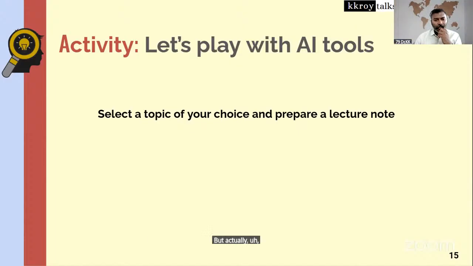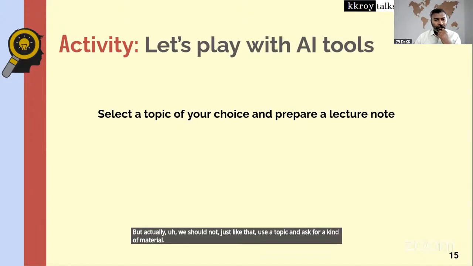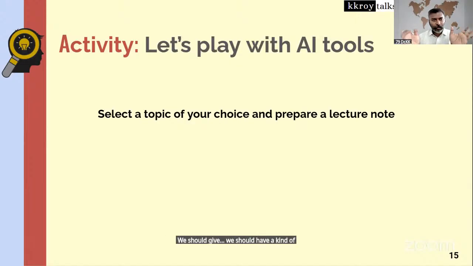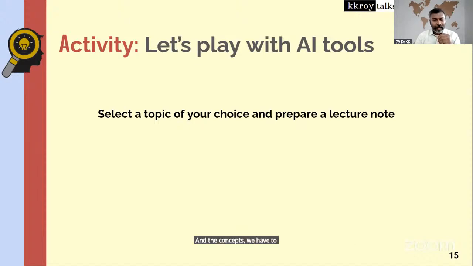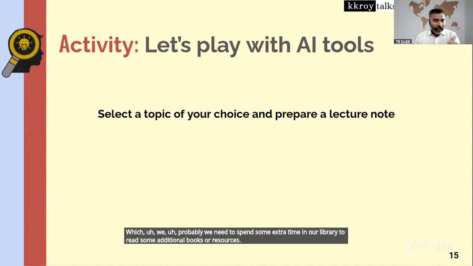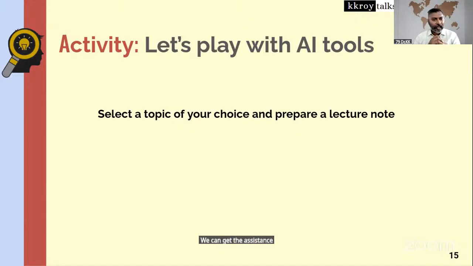Actually, we should not just give the topic and ask for a kind of material. We should have a broader outline of what we are going to teach and the concepts. We have to have that idea first, and probably we can input those ideas into ChatGPT and ask for some quite interesting examples or relevant details, which probably we would need to spend extra time in our library to read additional books or resources for. We can get the assistance of this AI in that regard, sir.